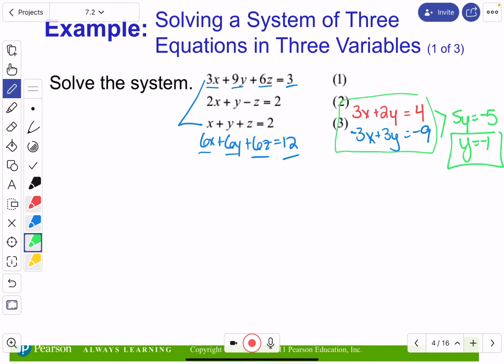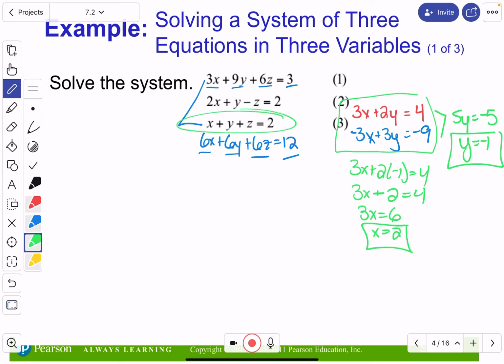So since we know negative 1, we're going to plug that in for y and solve for x. So 3x minus 2 equals 4. 3x equals 6. X equals 2. So now we have an x and a y, so we can plug them in to here. So x is 2, y is negative 1, z we don't know. 2 plus negative 1 is 1. And then subtract 1 from both sides, z equals 1.